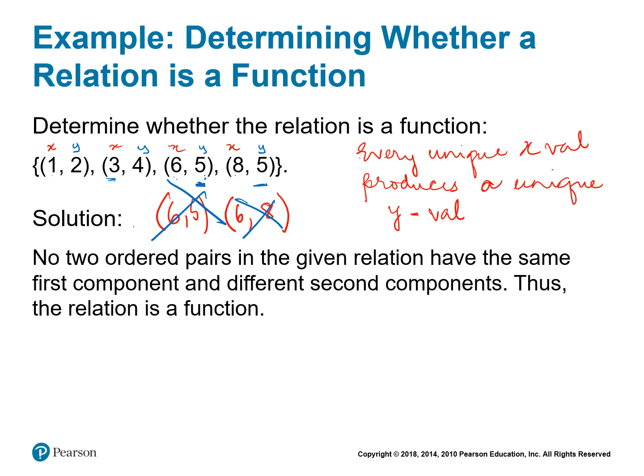So let's read the solution here. It says no two ordered pairs in the given relation have the same first component, same x value. First component means x value, and different second component. So it's not that the same first components are mapped to different y values. That's the relation is a function. So the given ordered pairs show that the relation which produces these ordered pairs is indeed a function.